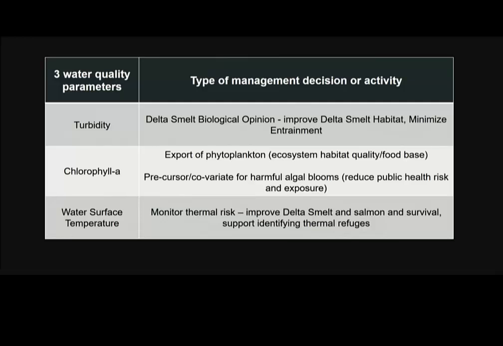And so some of the different types of management decisions that we're trying to tie these data with include managing for minimizing smelt entrainment, improving delta smelt habitat, looking at export of phytoplankton and the actions that control that, as well as precursors for harmful algal blooms to minimize public health risk. And then lastly, looking at thermal risk of these endemic species.